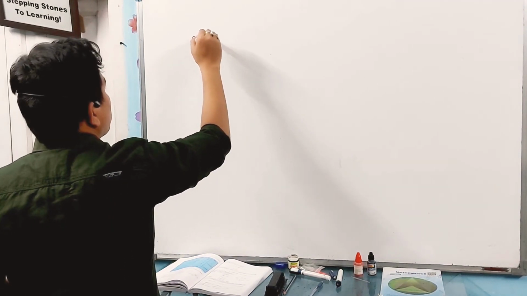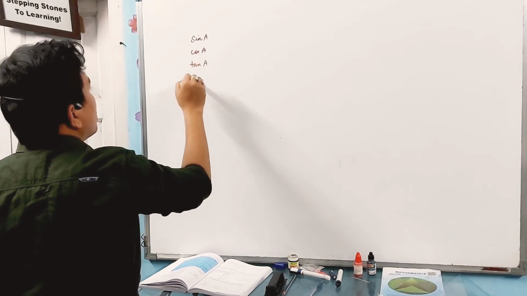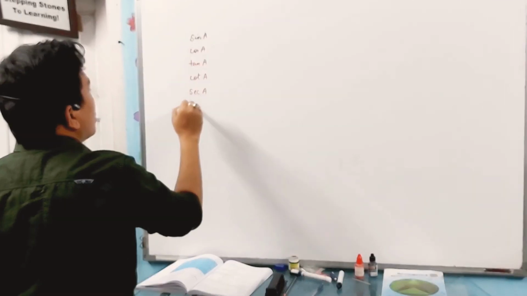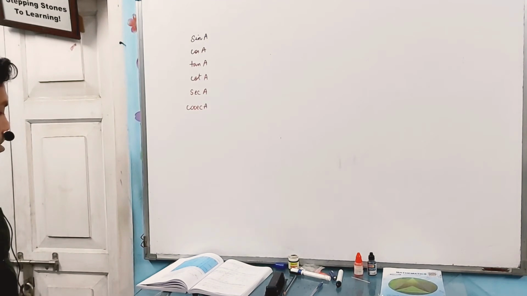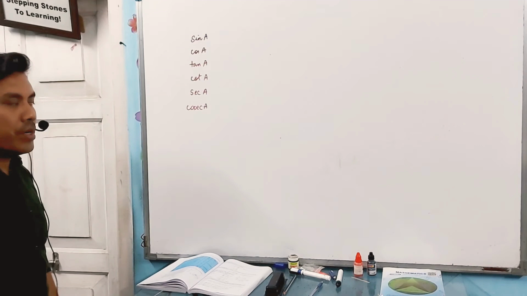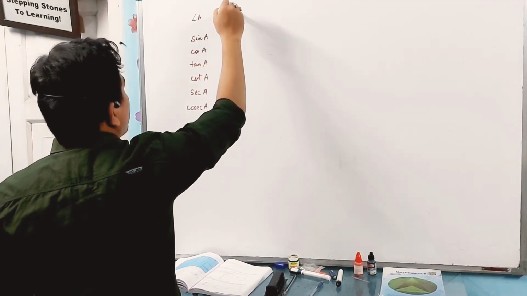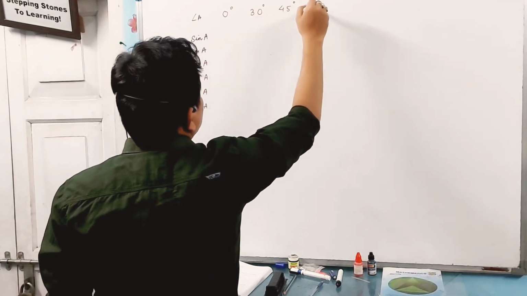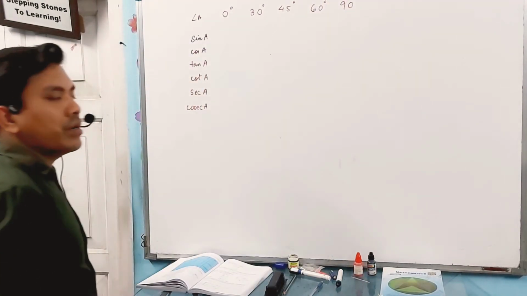Sine of angle A, cos A, tan A, cot A, sec A, cosec A. I have made some changes. Can you see? In the book, cosec is given here, then sec is given and cot is given. I made some changes. Now, if angle A is equal to 0 degree, 30 degree, 45 degree, 60 degree and 90 degree, these are some specific angles which we are talking about.